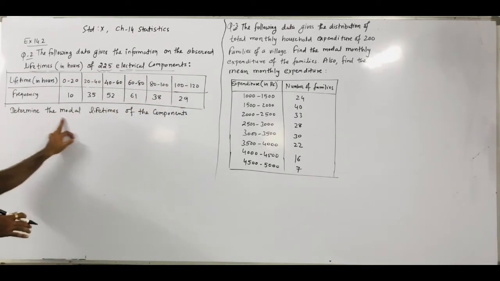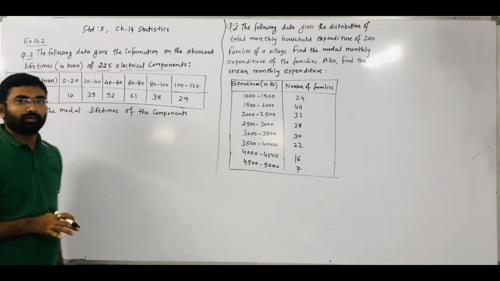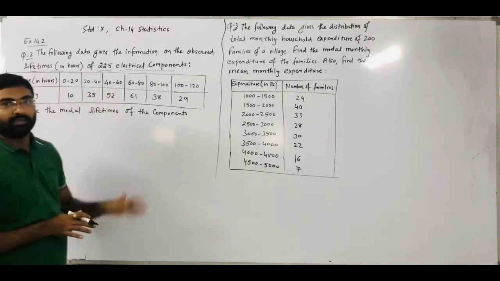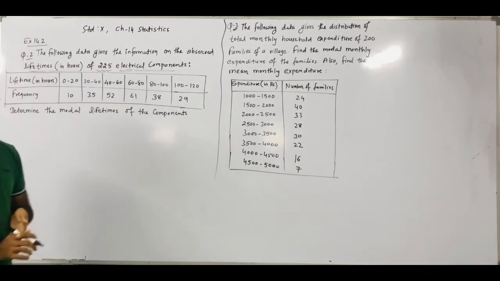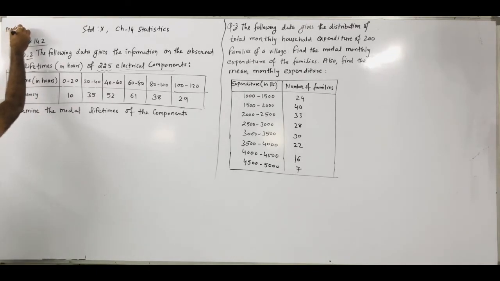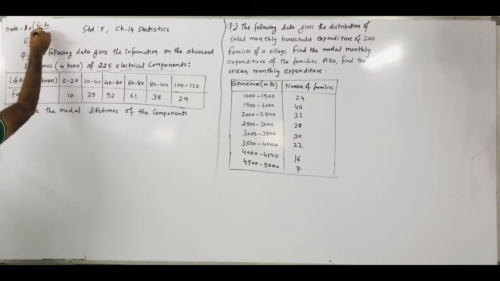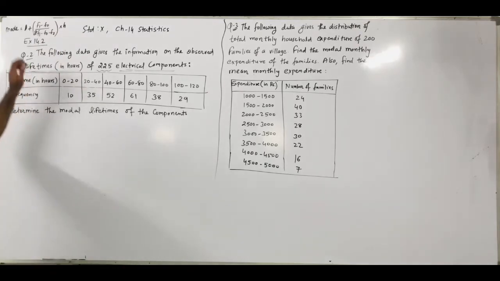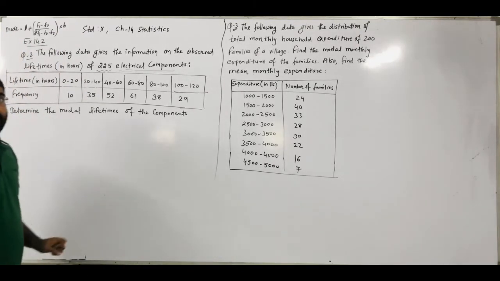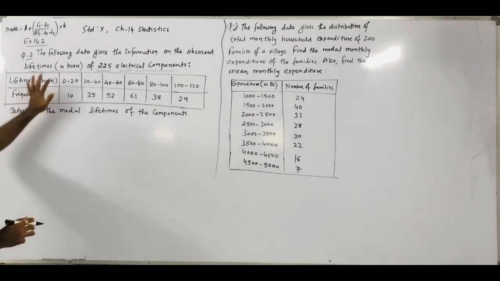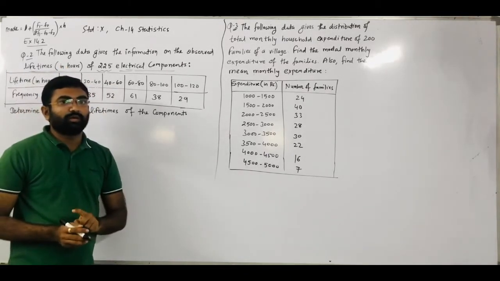Now they say determine the modal lifetime of the component. Modal means what? We have to find the mode of the given observation. For finding the mode, here I write the equation: L plus (F1 minus F0) upon (2 F1 minus F0 minus F2) into H. This is our mode equation, in which we first require the L value. L means the lower limit of the modal class. So from the given observation, first of all we have to decide the modal class.